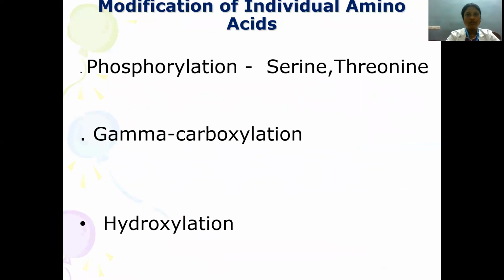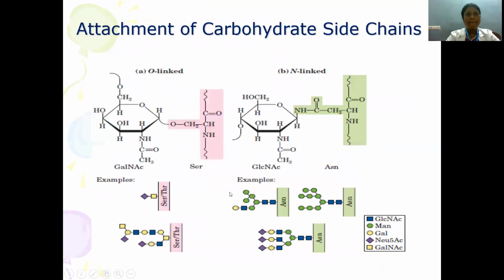Modification of individual amino acids: phosphorylation of serine and threonine can happen. Gamma carboxylation and hydroxylation also happen, which also come under post-translational modification. And glycosylation, attachment of carbohydrate side chains to the protein, can also happen. It can be mannose groups, galactose groups, neuraminic acid, N-acetyl glucosamine or N-acetyl galactosamine.